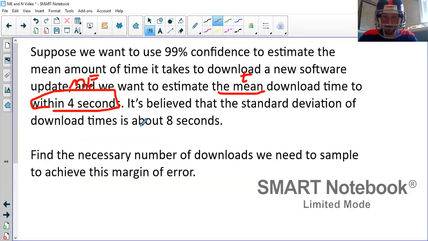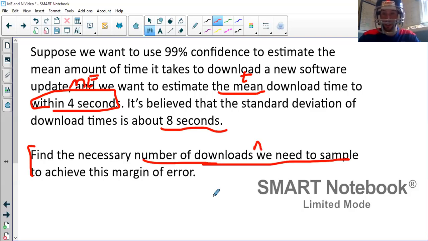And it tells us the standard deviation of download times is about 8 seconds. So we need to find the necessary number of downloads we need to sample. So we've got to find n to get this margin of error. So we're going to start out with the same formula.